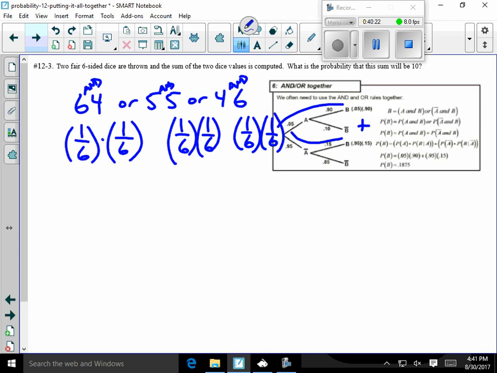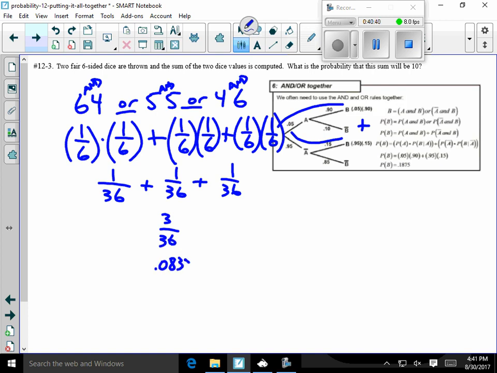Now, because it can be the first case or the second case or the third case, we're going to add that. Right? So that would be 1 times 1 is 1, 6 times 6 is 36, and then also another 1 over 36, and also another 1 over 36. So that gives me 3 out of 36, which is 0.0833, the same as when we did it with counting the sums individually. So there's two separate strategies.